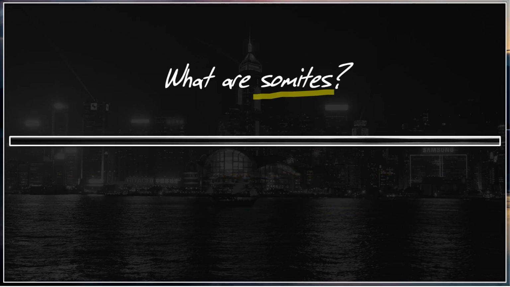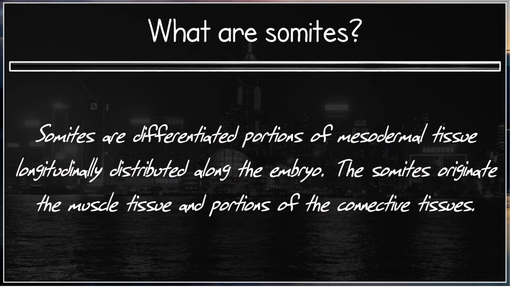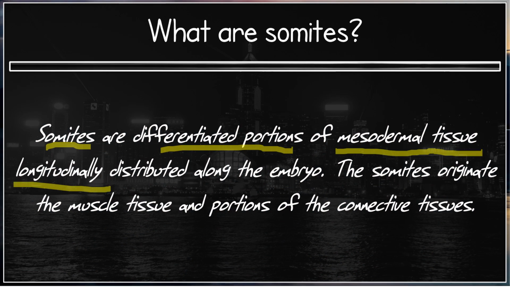What are somites? Somites are differentiated portions of the mesodermal tissue, longitudinally distributed along the embryo. Somites originate the muscle tissue and a portion of the connective tissues.